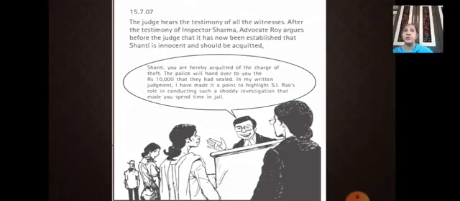The police will hand over to you the rupees 10,000 that they had sealed from your envelope. In my written judgment, I have made it a point to highlight Sub-Inspector Rao's role in conducting such a shoddy investigation that made you spend time in jail.